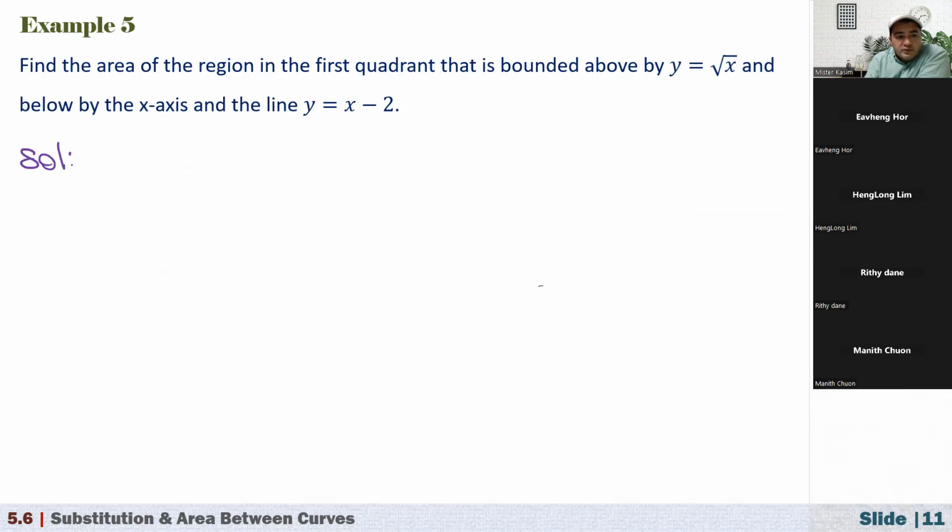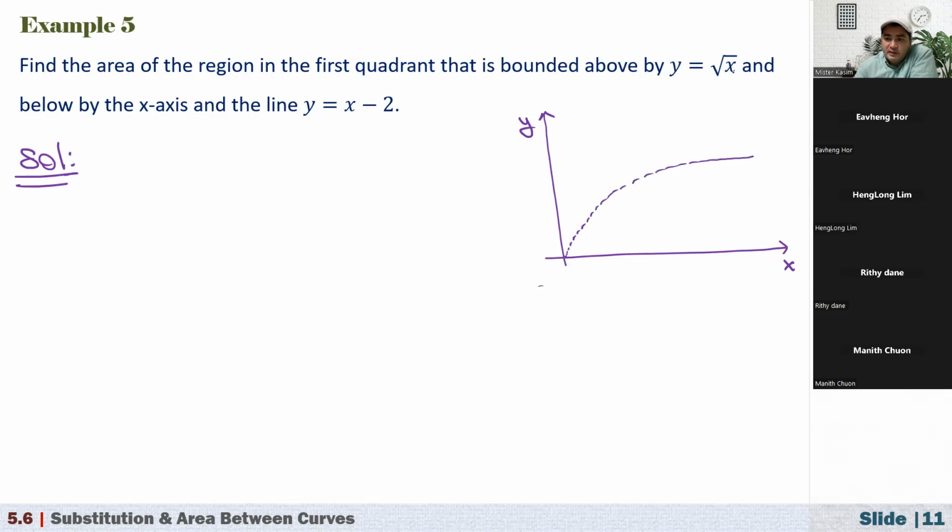Okay, solution. Find the area of the region in the first quadrant. So everything is in the first quadrant. So that's our x-axis and the y-axis and first quadrant. And that is bounded above by y equals square root of x and below by the x-axis and the line y equals x minus 2. So first, let me just draw our graph.